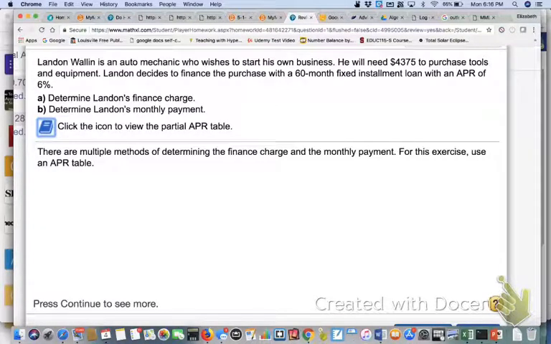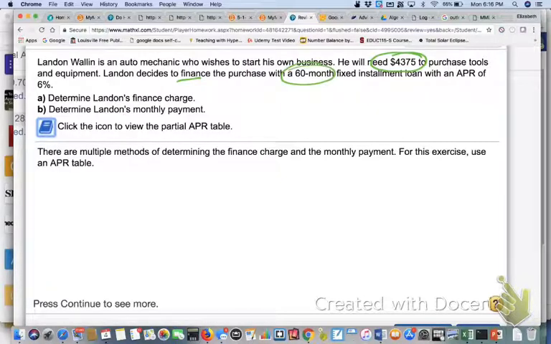Hey guys, I'm going to work the text example problem that is very close to the 10.4.11 on the homework. And so we've got Landon who wants to borrow money to start his own business. This is the amount of money that he needs to purchase the tools. And he's going to finance, which of course we know means borrow money and then pay it back.